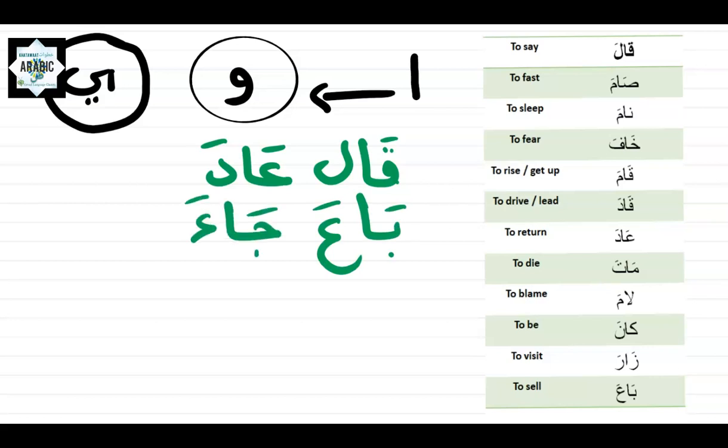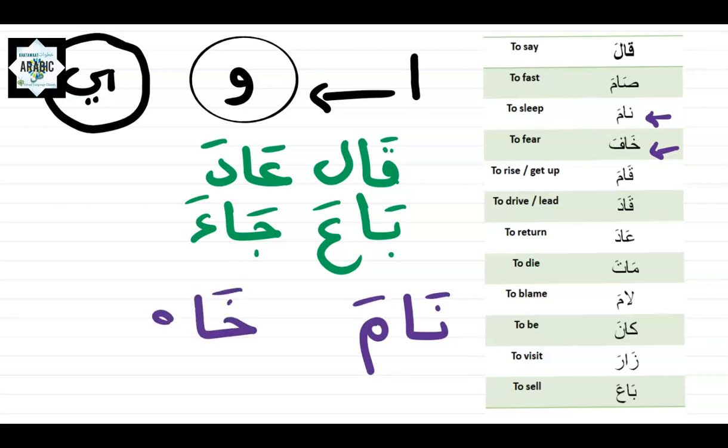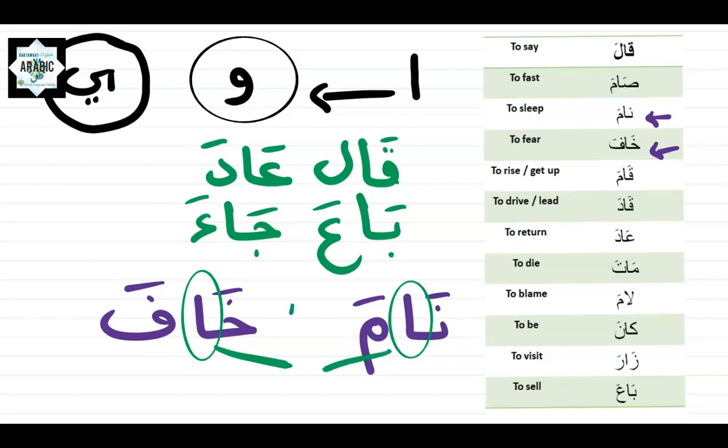The third category, we do have a few examples over here, so I'm going to use these two as نام, to sleep, and خاف. So نام and خاف, both of them will have the alif stay as it is, no change. And let's look at how we can conjugate these.